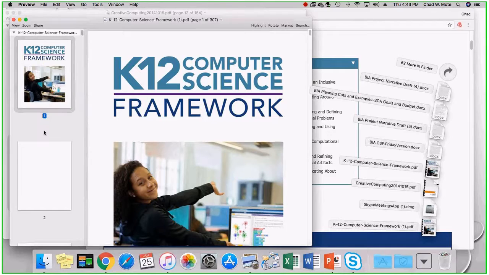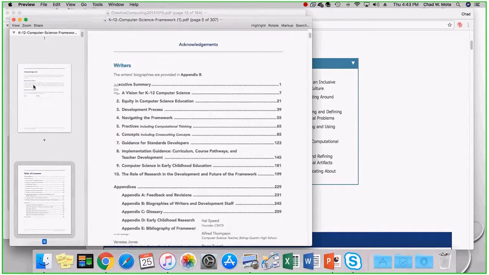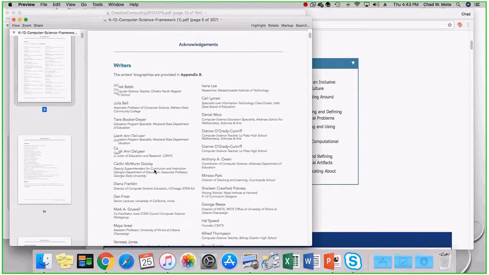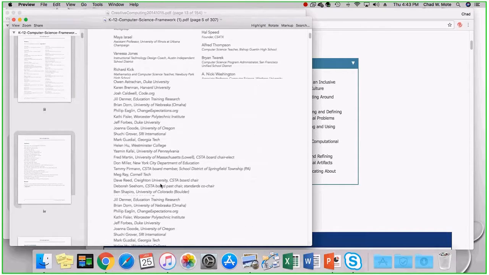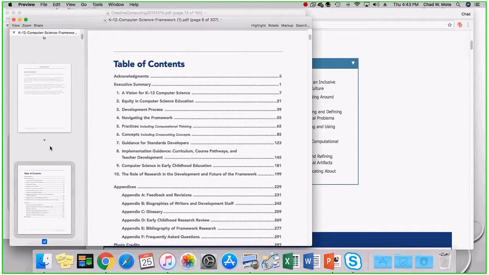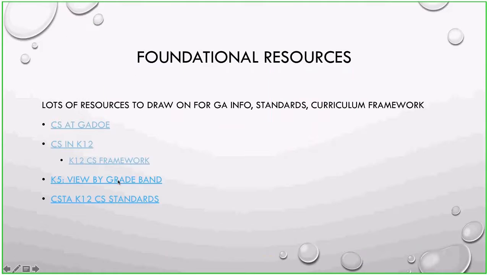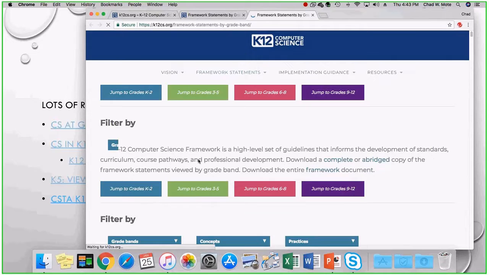Yep, 307 pages. And you can see these are organized by practices and the people that were involved, the writers, and some of the advisors here. So some of those people you may be familiar with. And then this breaks down some guidance for developing standards and the curriculum, the pathways, and teacher development. So this is more of a framework to guide standards development and curriculum development, but a go-to source. And I just showed you guys that.